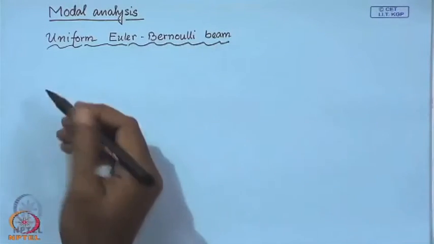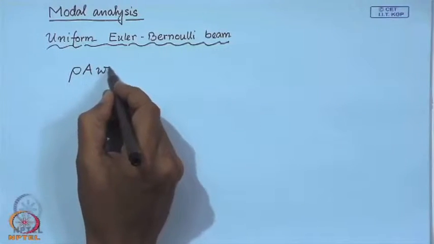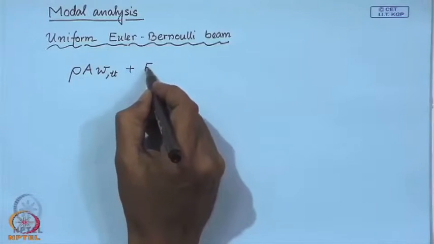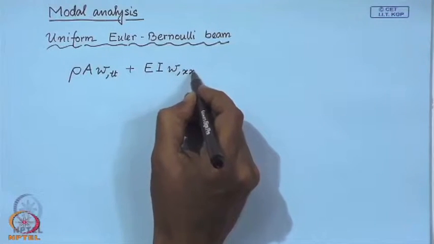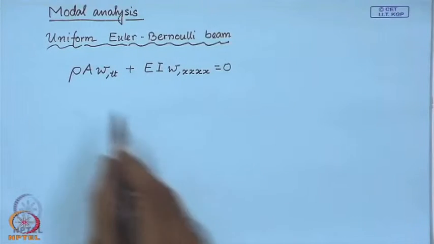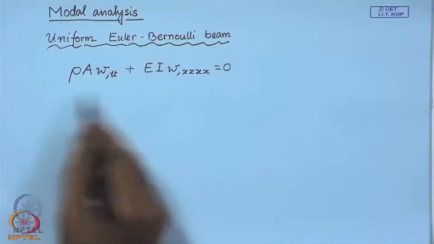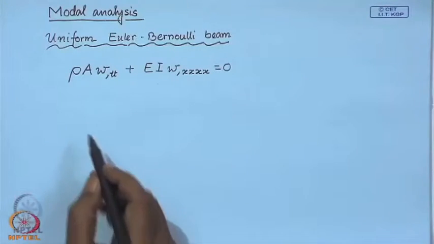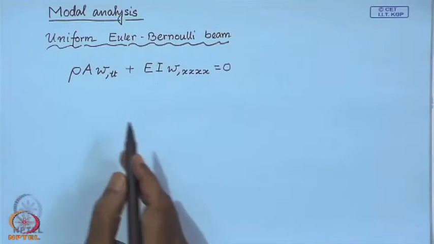So, as you know, the uniform Euler-Bernoulli beam is governed by a differential equation like this, and along with this we will have boundary conditions. Now, as we have discussed in our previous class, there will be in all 4 boundary conditions.